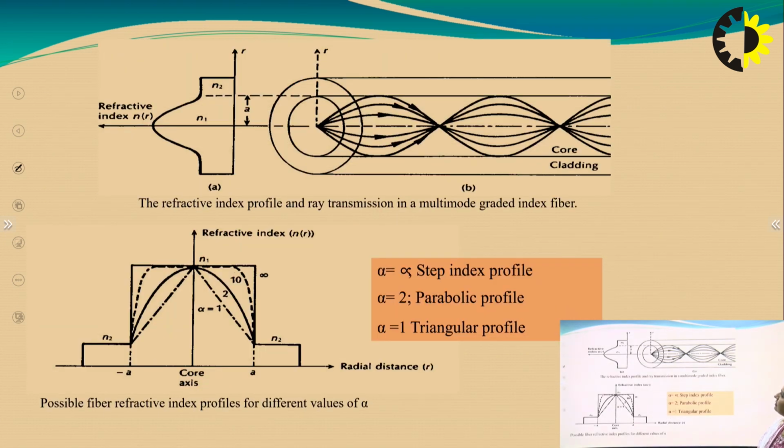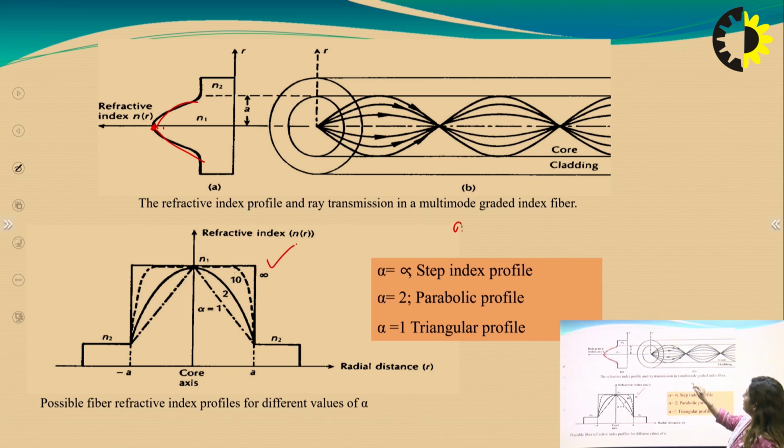You can see from the figure itself that the refractive index is maximum here, but it is reduced slightly from the core axis towards the core-cladding interface. We have three different profile parameters in the next diagram: alpha equivalent to 1, 2, 10 and infinity. For alpha equivalent to 1, it is called a triangular profile. For alpha equivalent to 2, it is parabolic, and for alpha equivalent to infinity, it is the same as the step index profile.